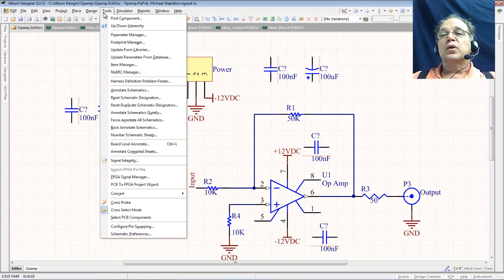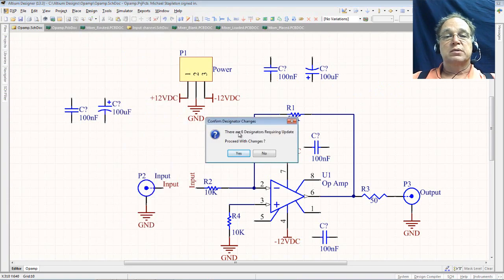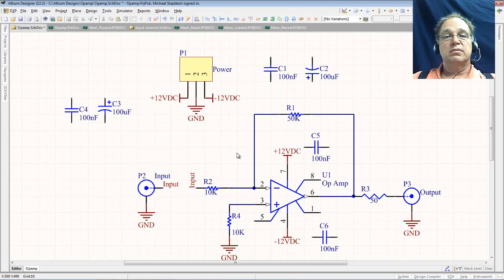I'll save. I'll go to Tools, Annotate Schematics Quietly. I want to get rid of my little red lines because I have 6 caps that don't have designators. It tells me there's 6 things that need to be updated. I update them. I'll save again for safety's sake. And now I see I have 100 microfarad, 100 nanofarad, 100 microfarad, 100 nanofarad, and a couple of 100 nanofarads waiting for me down here. Let's wire these up.